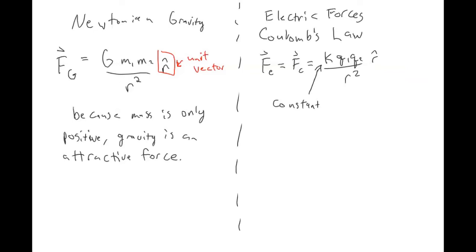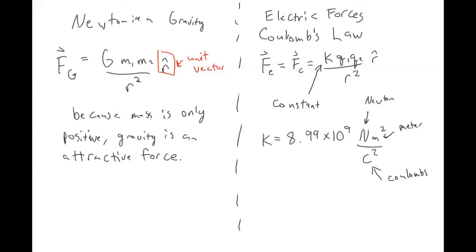So what is this K constant? For this class, we'll use these units: 8.99 times 10 to the 9 Newton meter squared over Coulomb squared. Newton, if you remember from last semester, is the unit for force. M is the unit meter, the unit for distance or length. And then we just learned about this unit, capital C, for Coulombs, which is a measurement of the charge of something.